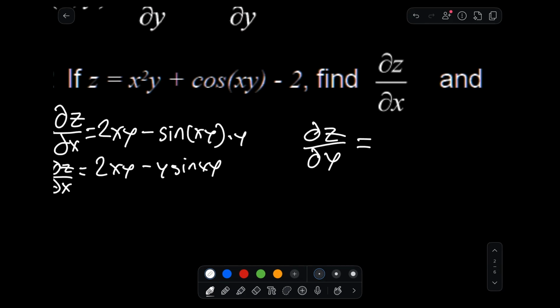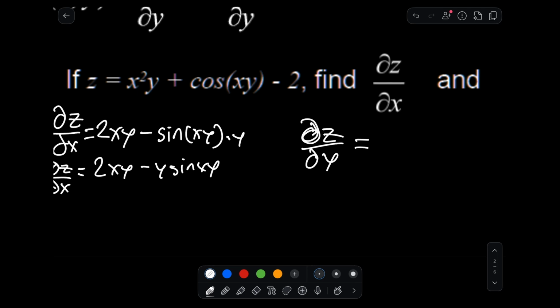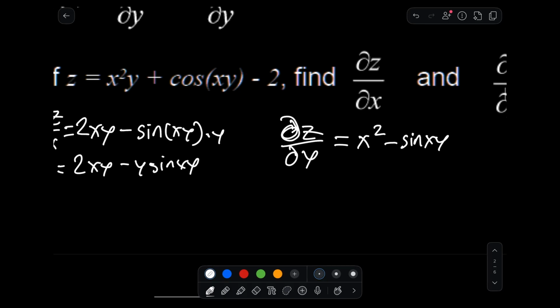In this case, del z del y. Let's make that more clear and unambiguous. Del z del y is going to be x squared minus sine xy. Take the derivative of xy with respect to y, we get x. So then we get del z del y equal to x squared minus x sine xy.